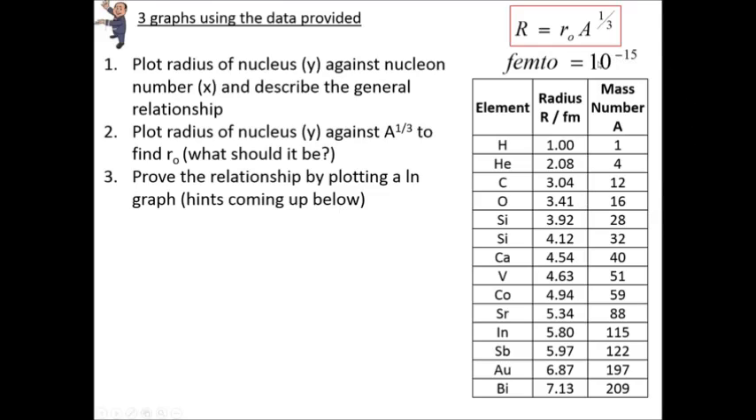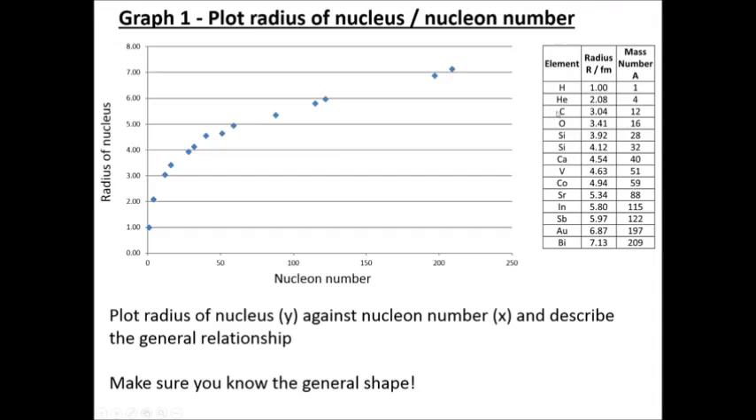And remember, what we're after here is R0, the radius of a nucleon. We're probably going to be in the region of 10 to the minus 15, which is femtometers. So the first graph that you need to know the shape of, this is graph 1. If we quite simply plot the radius of a nucleus against the nucleon number, here's the data I've used.